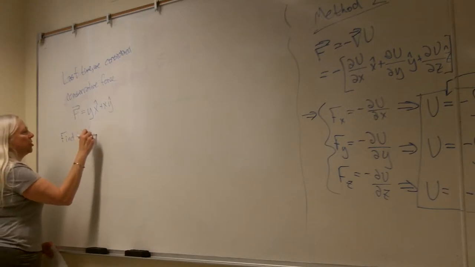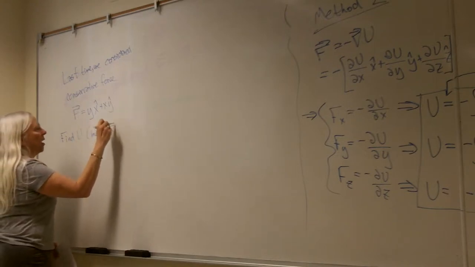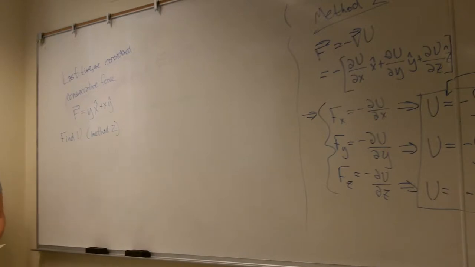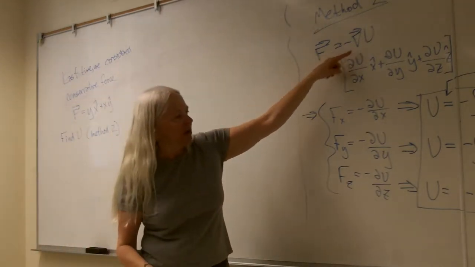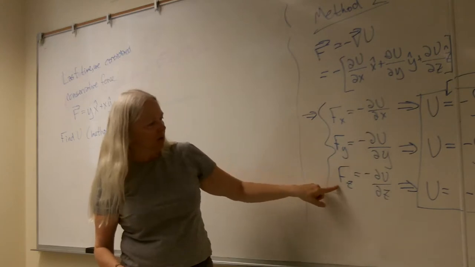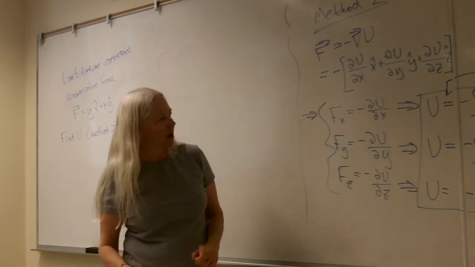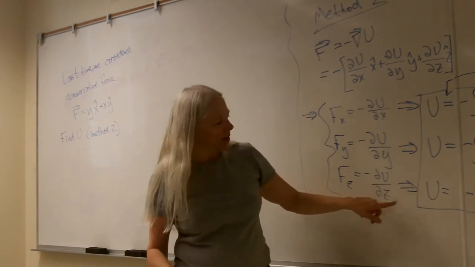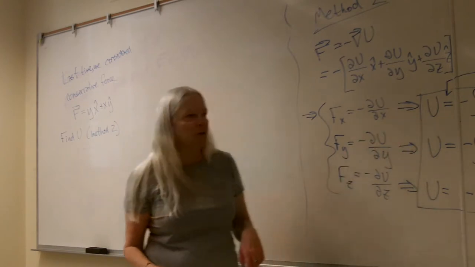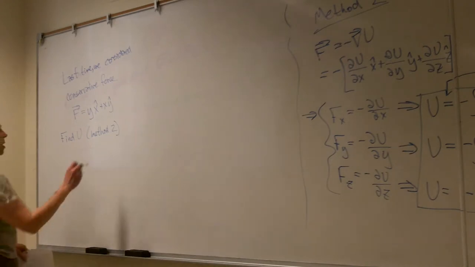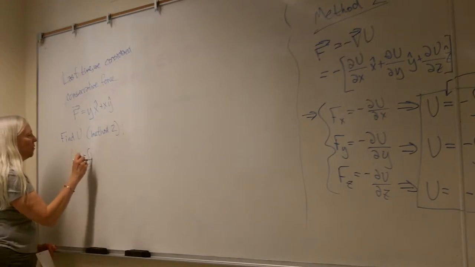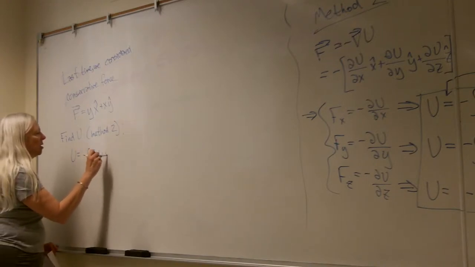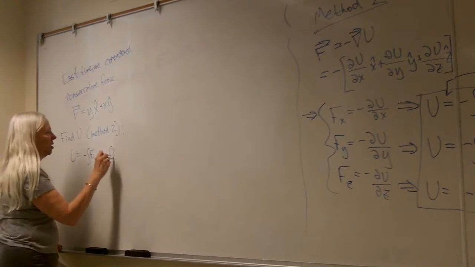And let's again use method two. I still haven't explained to you why I prefer this method, but I will in just a few minutes. Okay, so anyway, method two involved looking at F as minus the gradient of U. That meant the components of F were related to the partial derivatives of U by these equations here. And integrating these, we found these three expressions for U, all of which we have to satisfy. Okay, so U is equal to minus the integral of F sub x dx plus our function f of y and z.